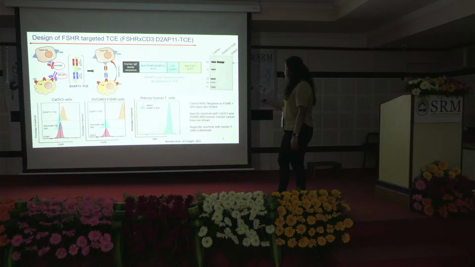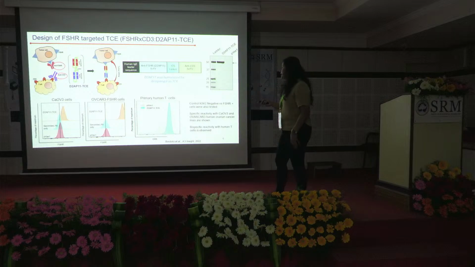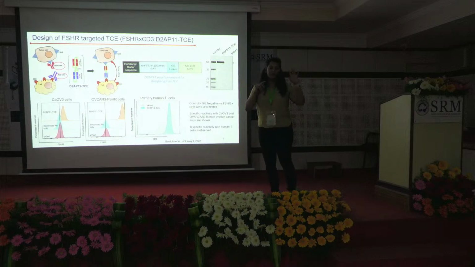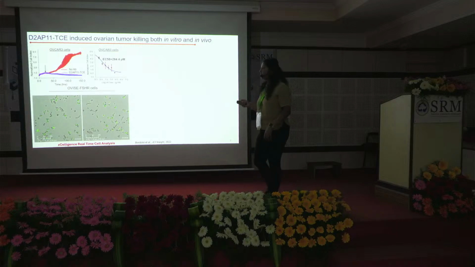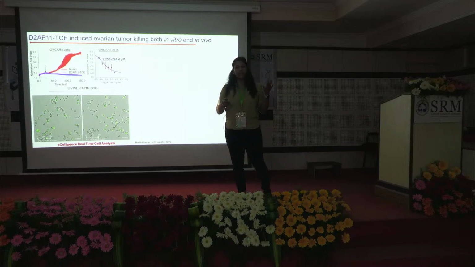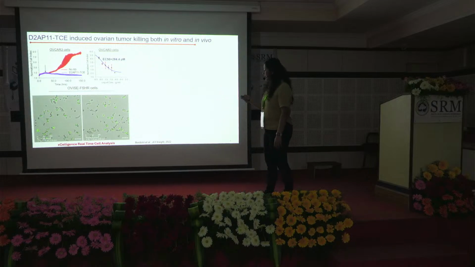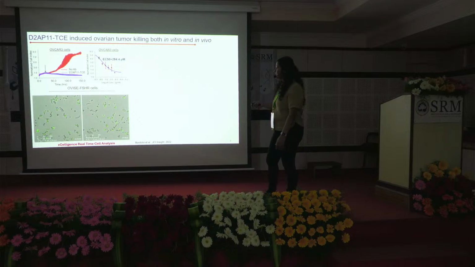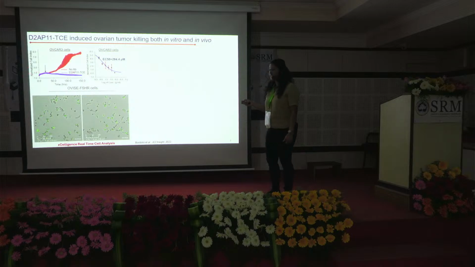And then we determined the CD3 binding, which we analyzed on primary human T cells. So now we know that it is binding from both sides, from one side to FSHR and from the other side to CD3. The next important thing is to know the functionality, whether it is killing the ovarian cancer cells or not in the presence of immune cells. This we have done with the xCELLigence real-time cell analysis assay. And if you see here, this red line is no antibody treatment, and this blue line is treatment with this bispecific T cell engager.